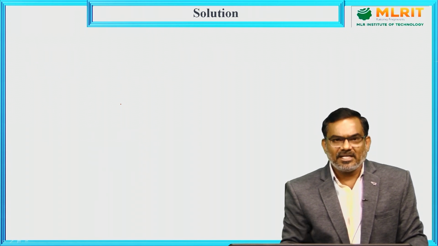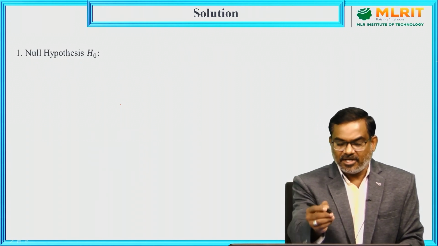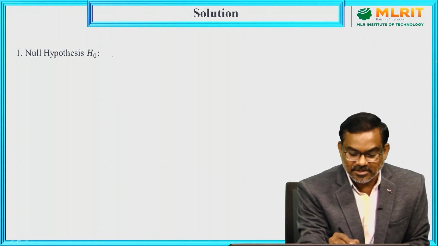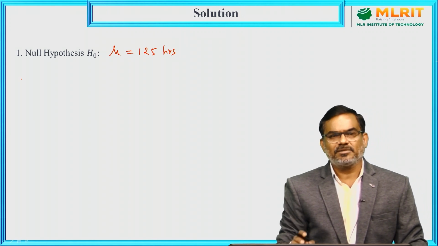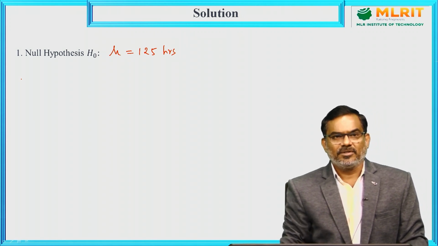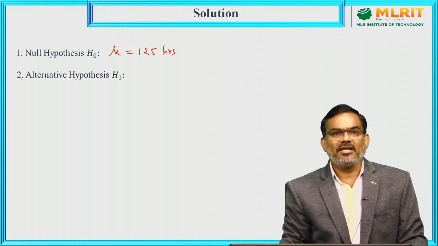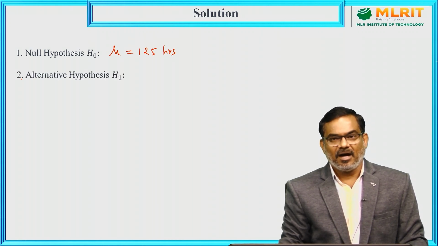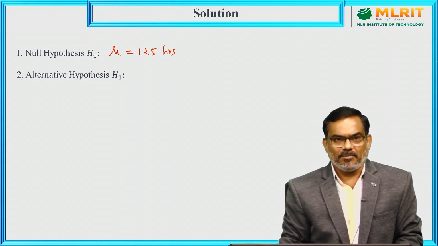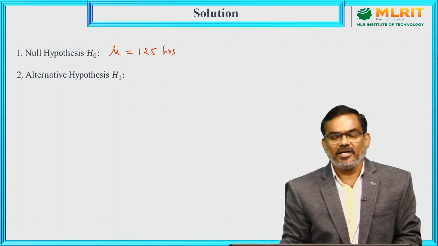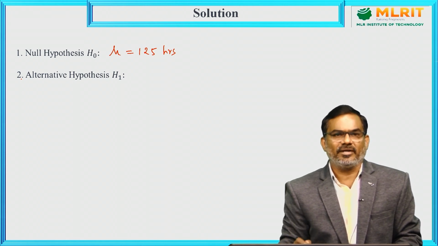Now, the test is as follows. The first step is null hypothesis H naught. The null hypothesis in this problem is mu equal to. So, the null hypothesis must be in the form of equal to. So, mu equal to 125 hours. Next, alternative hypothesis. Alternative hypothesis is any hypothesis other than null hypothesis. So, we have to consider the alternative hypothesis in any of the three forms: less than type, greater than type or not equal to type.